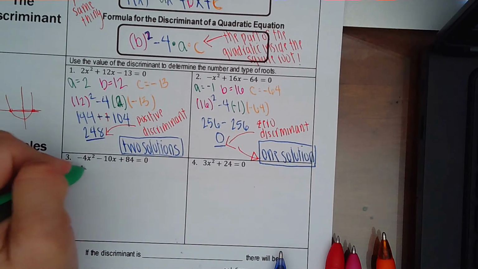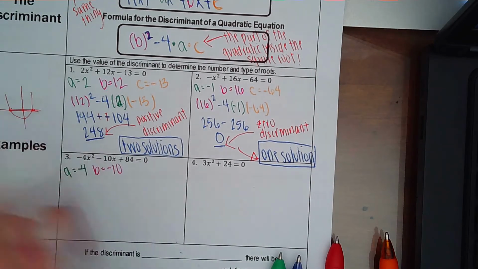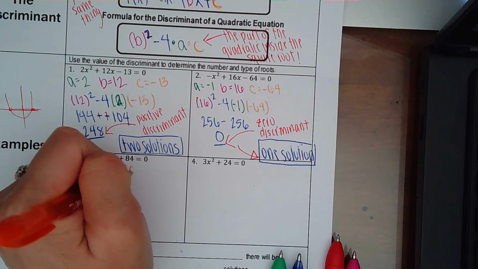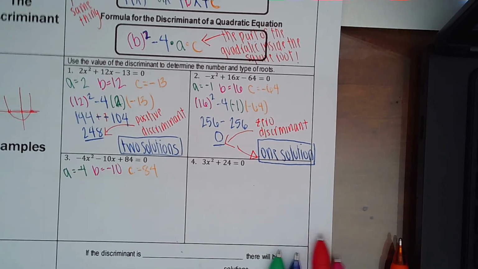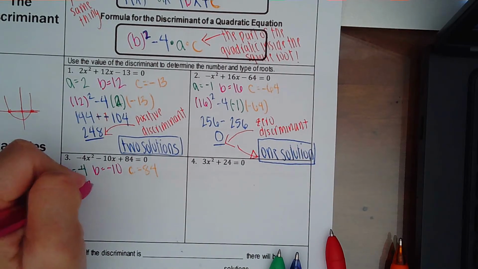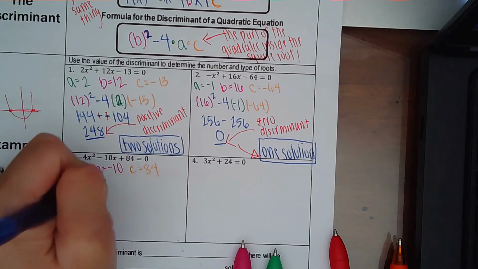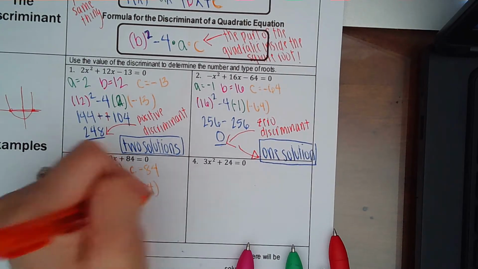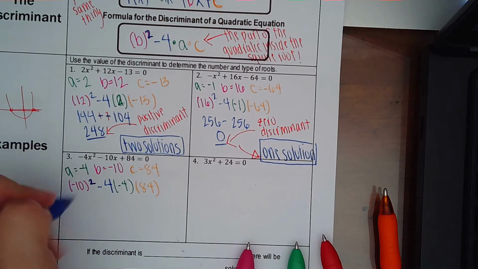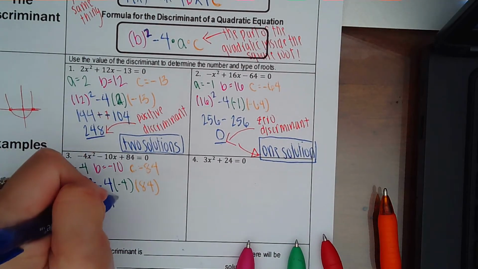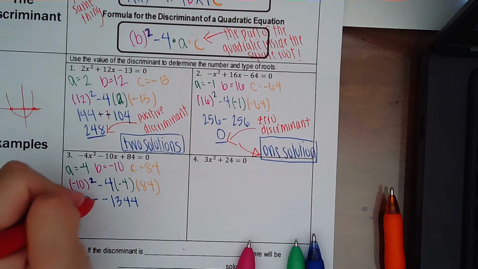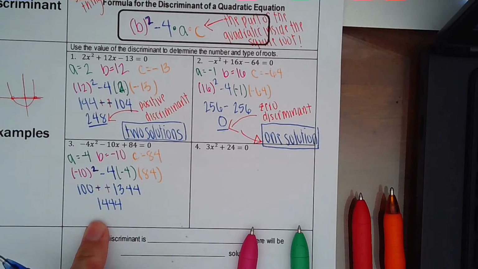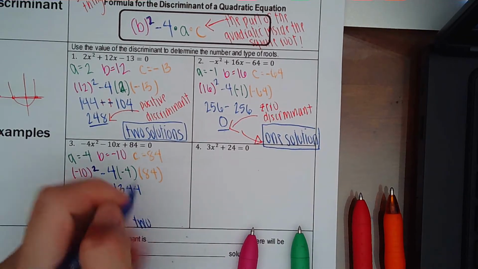So I'm going to say my a is equal to -4, my b is equal to -10. And remember, I'm just getting these from the standard form of the quadratic. My c is equal to 84. So let's plug these in. I have -10 squared minus 4 times my a value, which is -4, times my c value, which is 84. And I'm left with 100 minus -1,344. All right, so two plus signs. This is 1,444. Is that positive or negative or 0? It's positive, right? So that means there are 2 solutions.